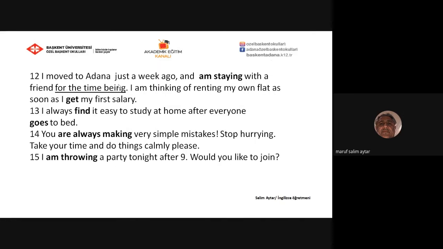I moved to Atlanta just a week ago and am staying with a friend for the time being, temporarily, actually. I'm thinking of renting my own flat as soon as I get paid my first salary. I always find it easy to study at home after everyone goes to bed. It makes me concentrate very well because you're always making very simple mistakes. Stop hurrying. Take your time and do things calmly, please. I'm throwing a party tonight after 9. Would you like to join?